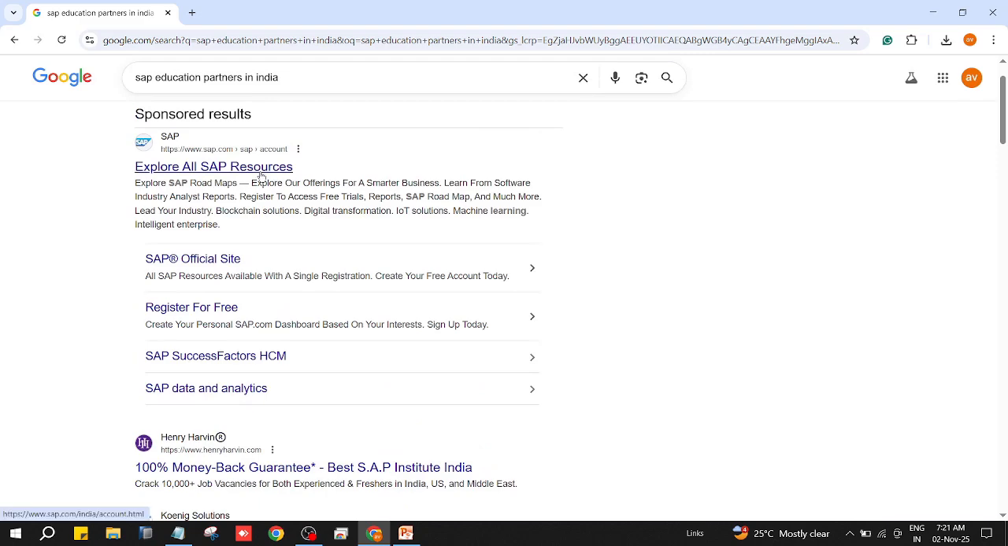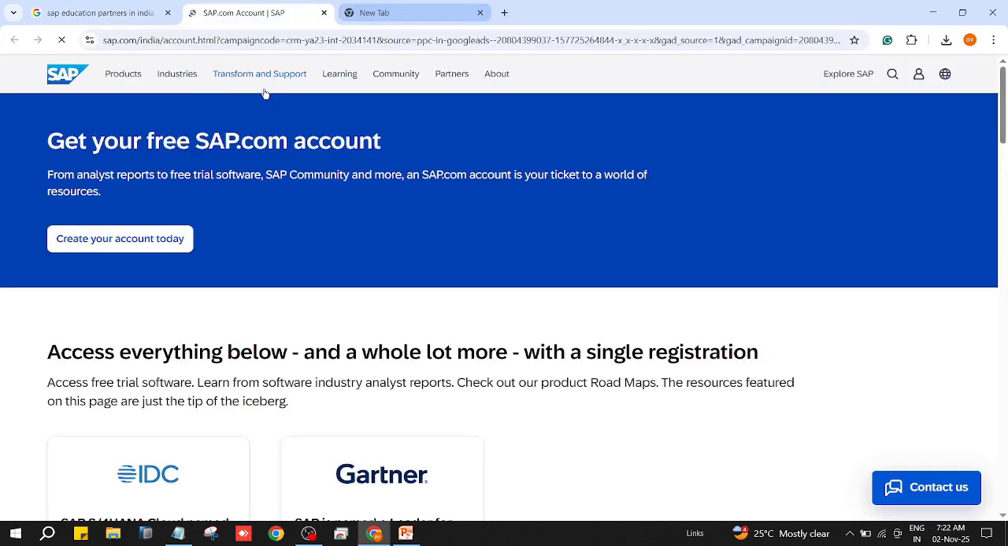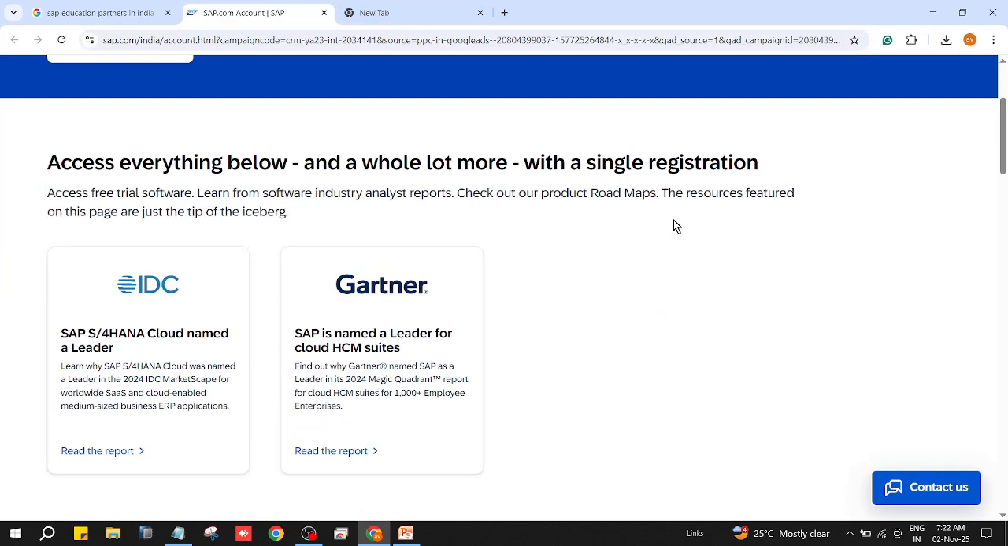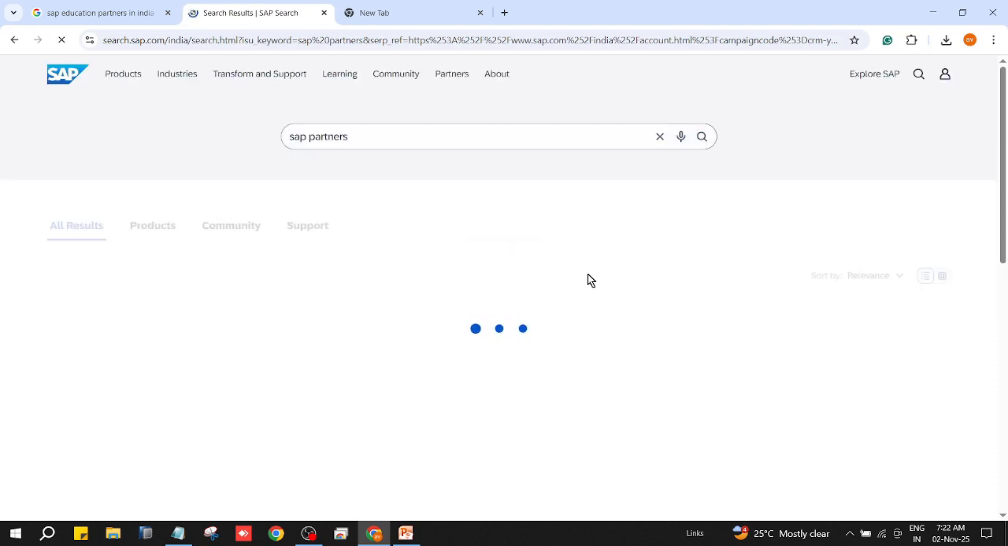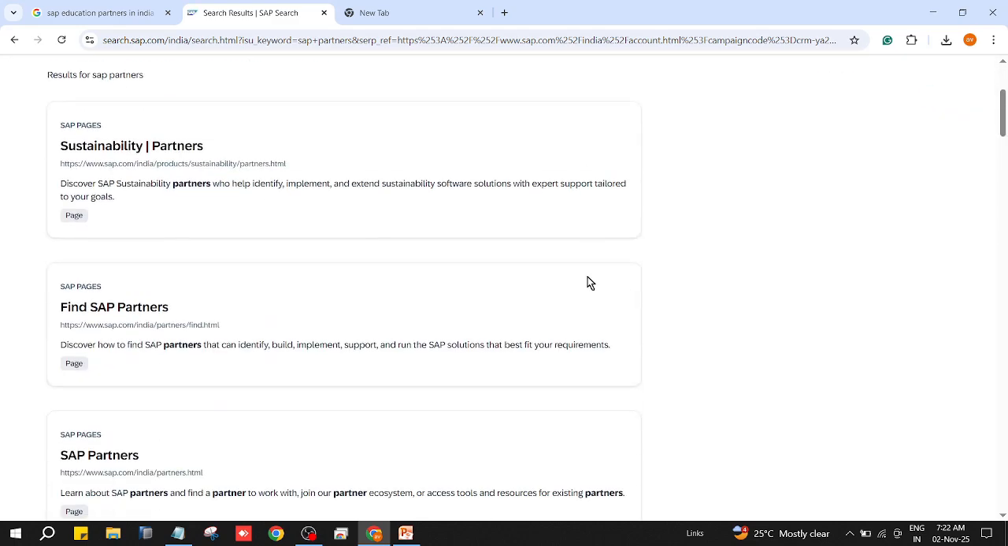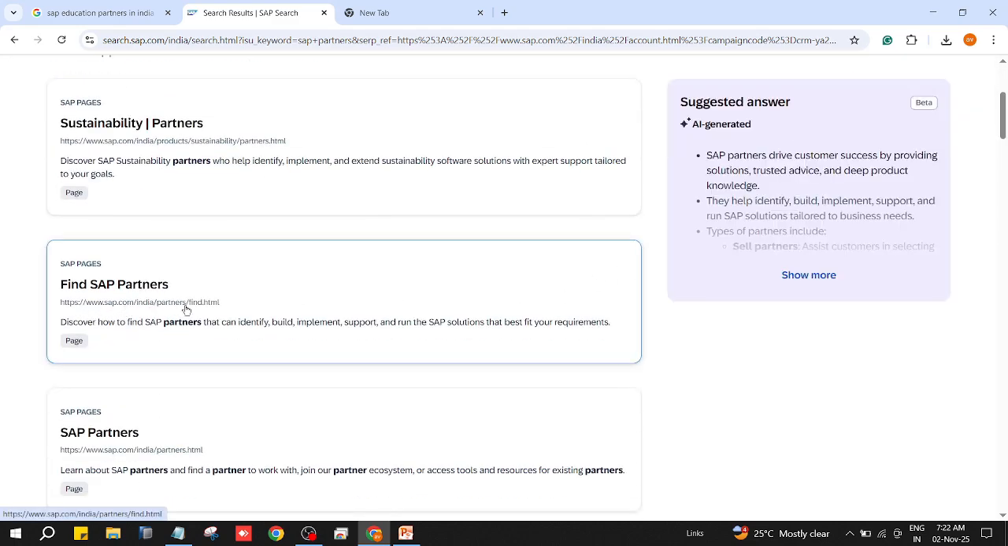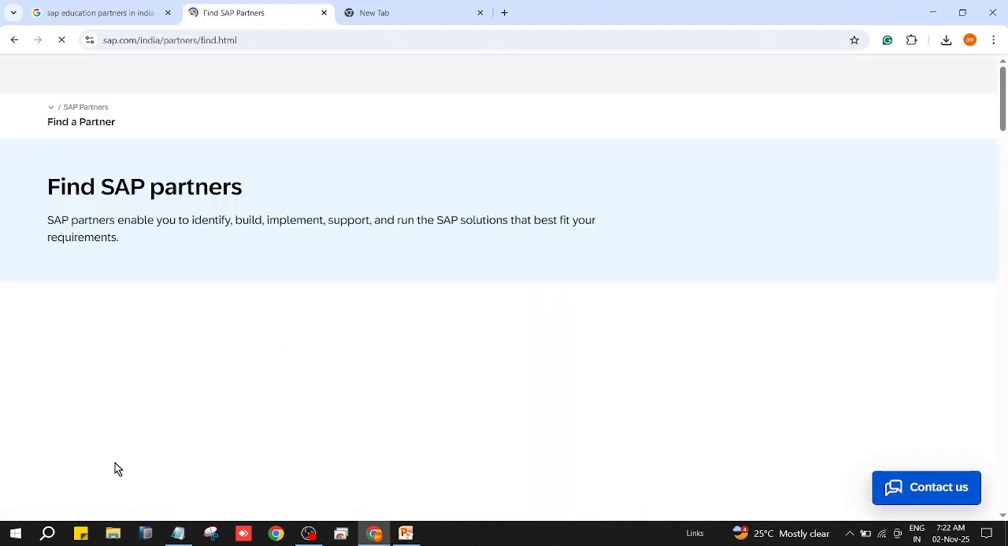Explore all SAP resources. In SAP.com itself, you can search for official partners. So you can search with SAP partners, and it will give the partners list. Who are the partners, we can find partners in India also. Find SAP partners, this is the link.